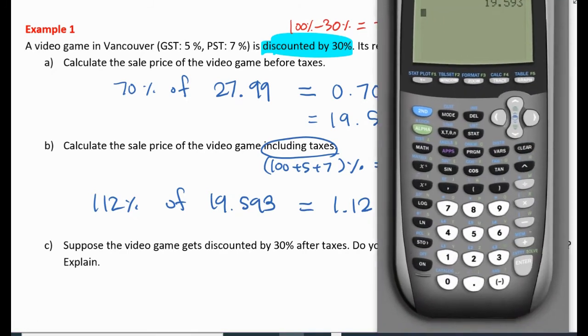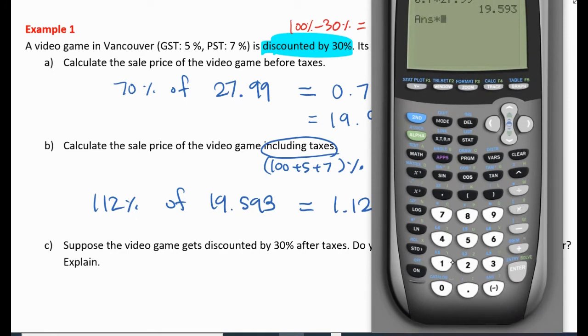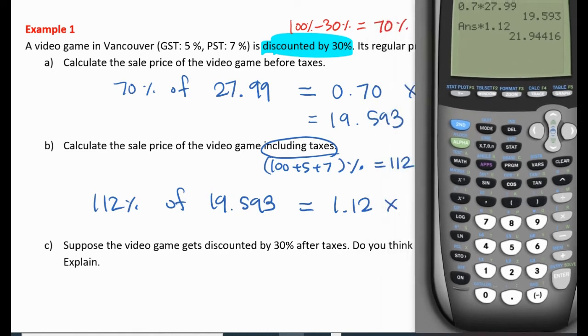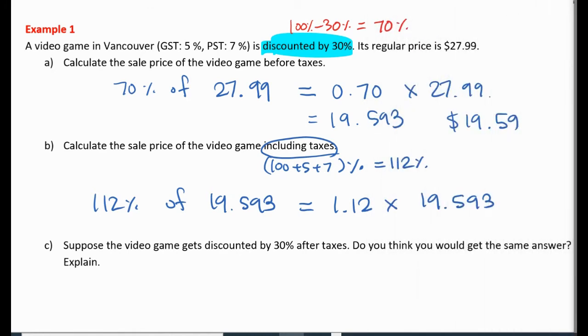1.12 times 19.593. Then that is 21.94416. If you round it, you just keep 2 decimals. 21.94. So after the discount and after the tax, you pay $21.94.